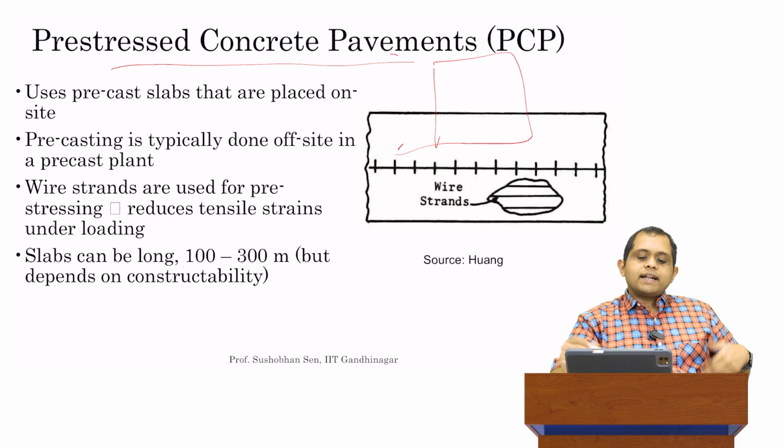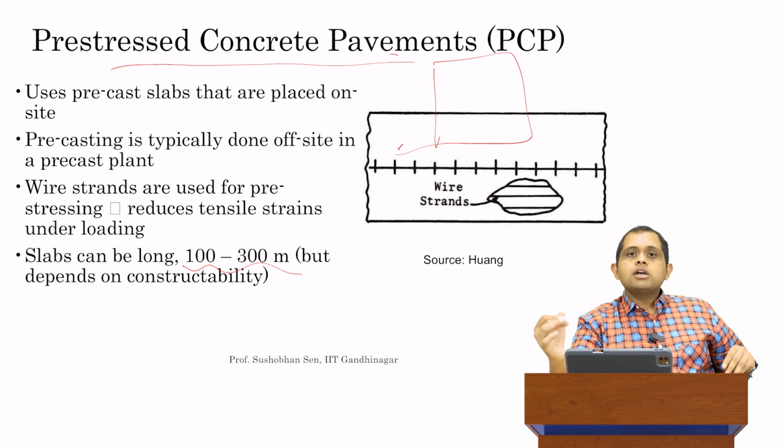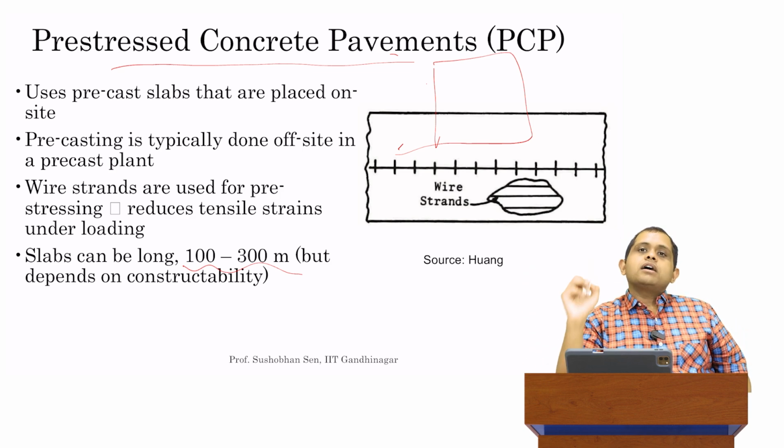You have a form, and typically you can have 100 to 300 meter long, although it depends on constructability and how well you can transport such a long slab. But you can have a fairly long slab which can be cast inside a plant.